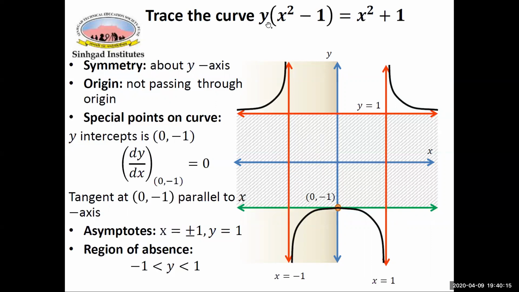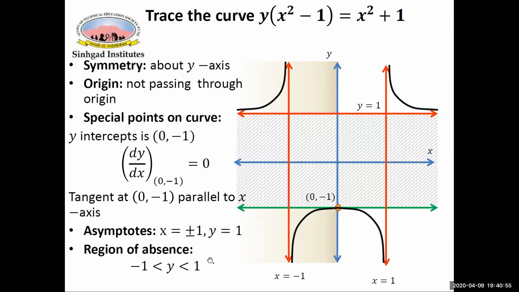After that, asymptote. Find the value of x for which your y is becoming infinity. X is 1, y is infinity. X is minus 1, y is infinity. As well as y equal to 1: if we substitute, x square plus 1 is equal to x square, so 1 equals 0, which is absurd. Hence, y equal to 1 will also be an asymptote of this curve. So it has 3 asymptotes: x equal to 1, x equal to minus 1, and y equal to 1.